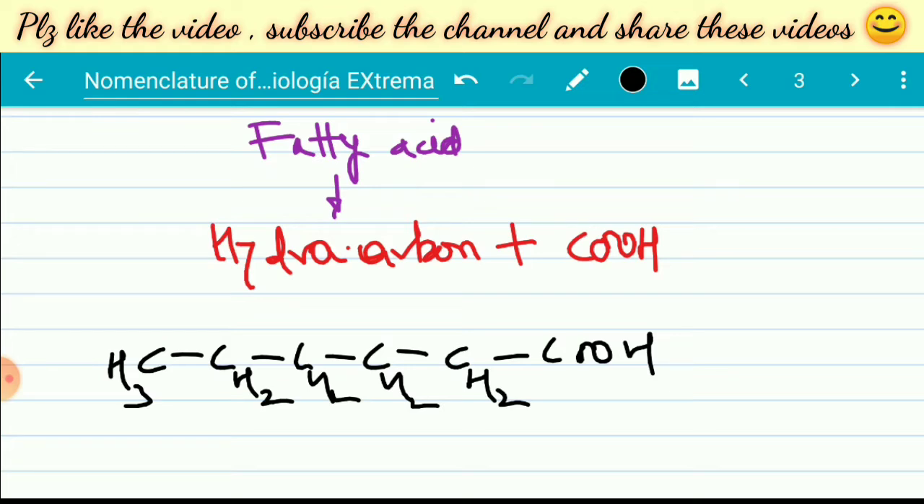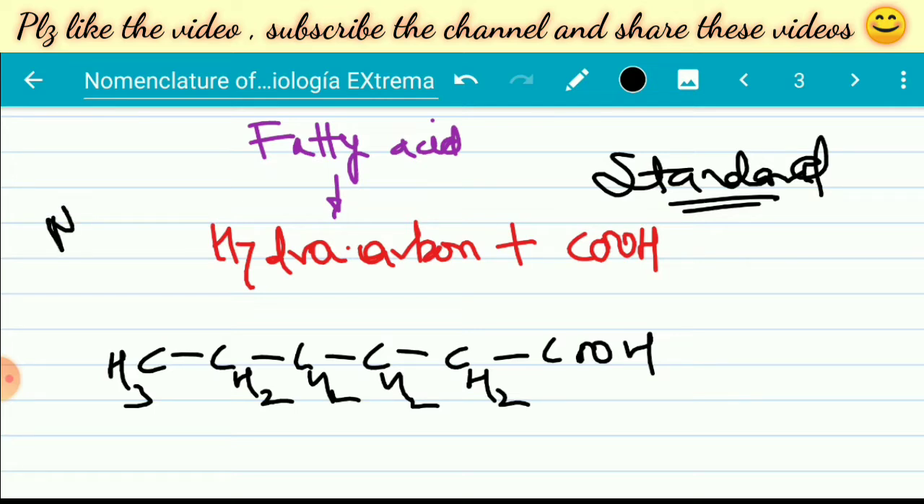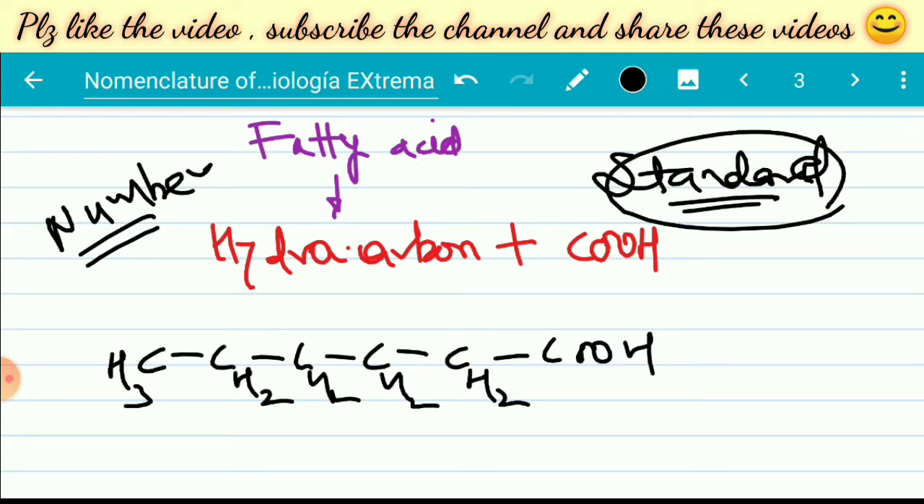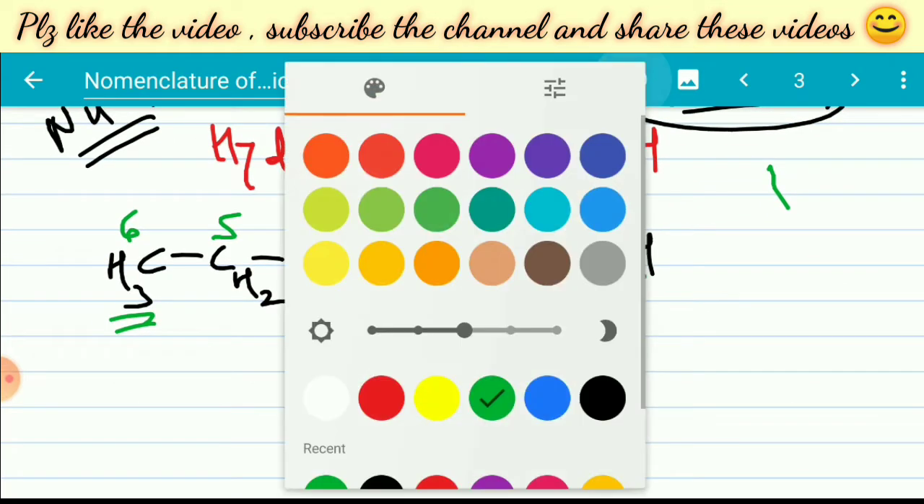I just said that we are going to use the standard system of classification first. In the standard system, first we talk about how we number the fatty acid chain. So how do we do the numbering according to the standard system? We assign carbon number 1 to the carbon of the carboxylic group, and then the subsequent carbons 2, 3, 4, 5 and so on. The last carbon will be the methyl group. Clear? And this is an example of a saturated fatty acid.